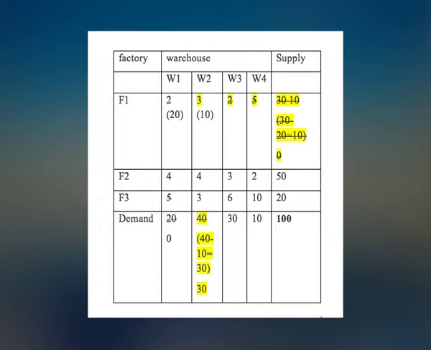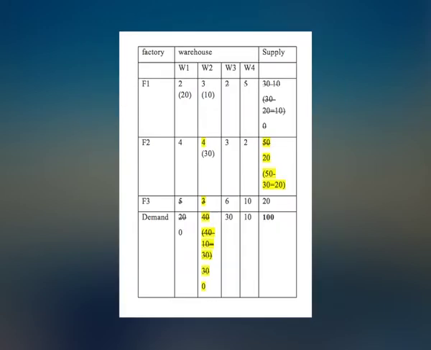On the other hand, demand value has gone down to 30, that is 40 minus 10. In the fourth step, again we will look for the northwest corner method. Now the northwest corner is the cell corresponding to F2 W2.